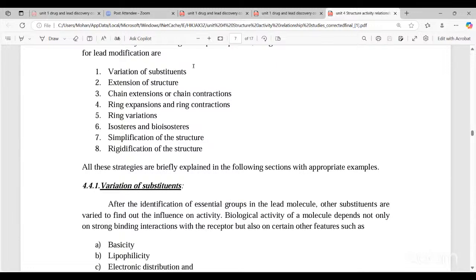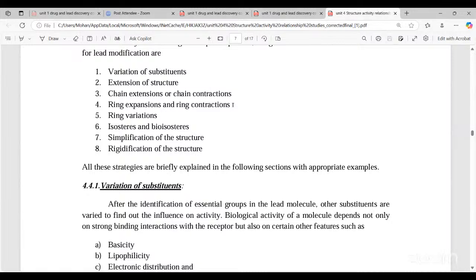So chain extension. See, if it is cyclic, the side chains are there. So you can extend the chain. For example, if the side chain has three carbons, you can increase it by adding two more carbons to make five carbons. Or you can do contraction. If it is five carbons, you reduce it to two or three. So that kind of extension and contraction, and ring expansion and ring contraction.